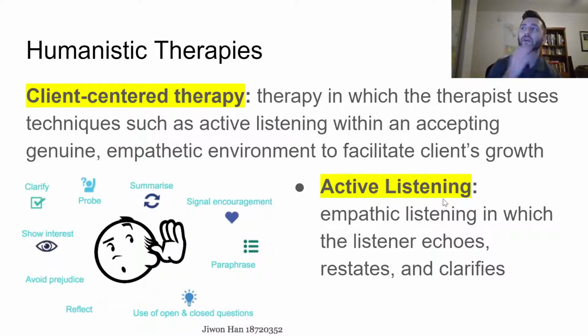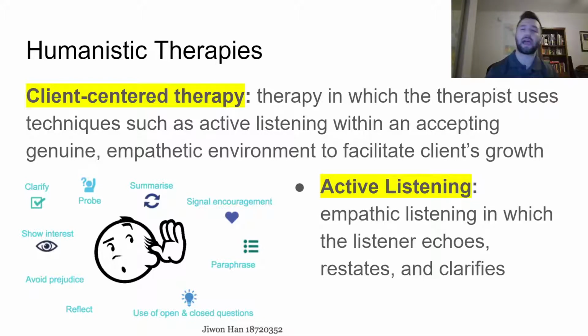We can also talk about what is called client-centered therapy. Client-centered therapy is therapy in which the therapist uses techniques such as active listening within an accepting, genuine, empathetic environment to facilitate clients' growth. Again, you should probably notice that when last time we talked about humanistic theories, this is what they really focused on, right? They focused on having this accepting environment that people can be in, and when we have this environment, they can grow. So it makes sense that that's how their therapy is going to look. We're going to create this environment that is loving and caring and empathetic and genuine, and that's going to then allow these people to grow.